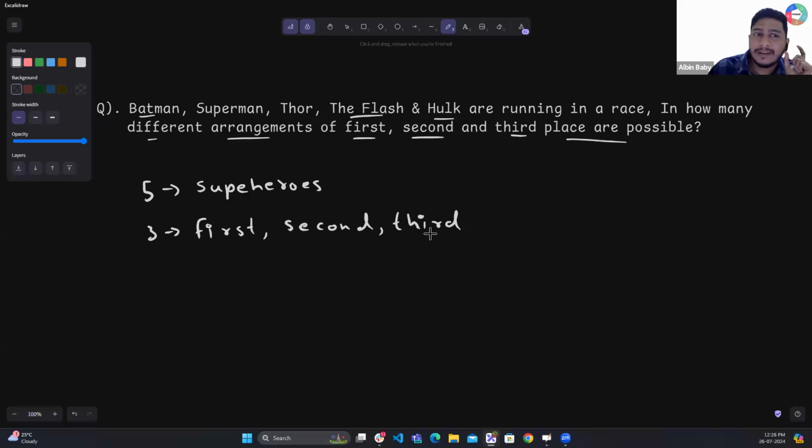Right now, you have five superheroes, right? And there are only three positions, right? So you need to do those arrangements. So how will you do that?